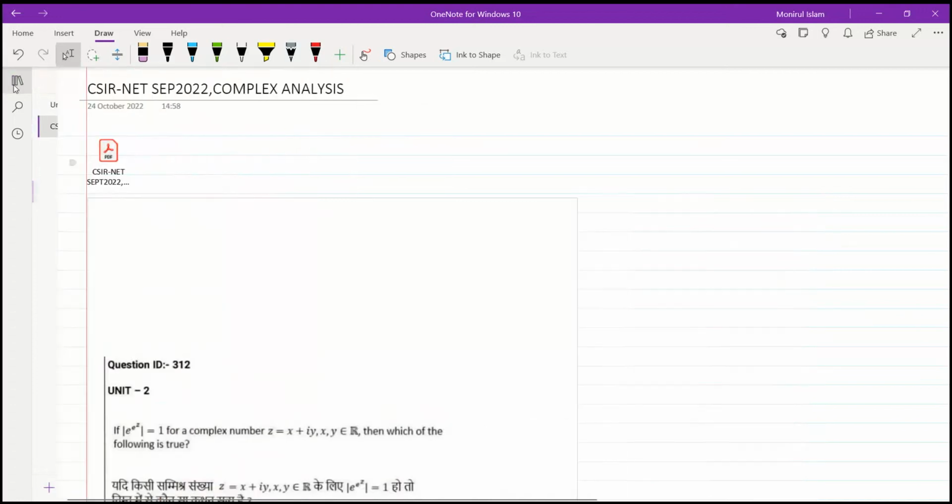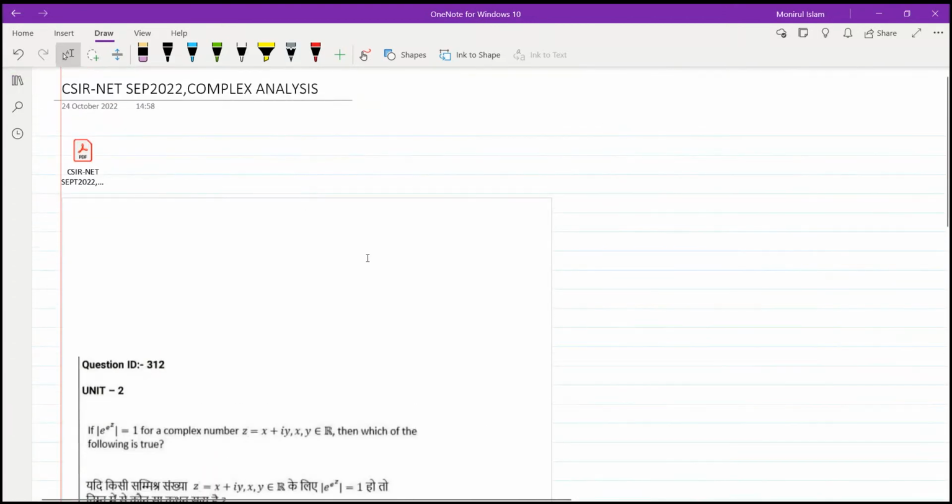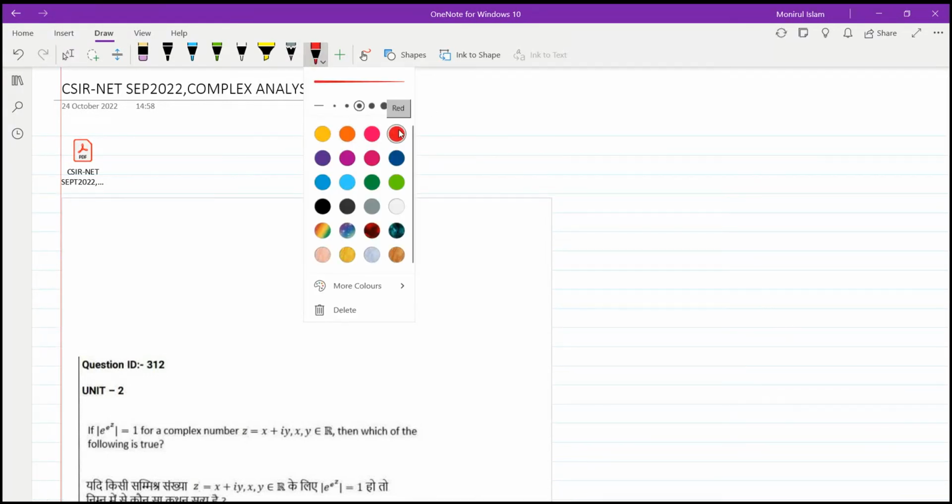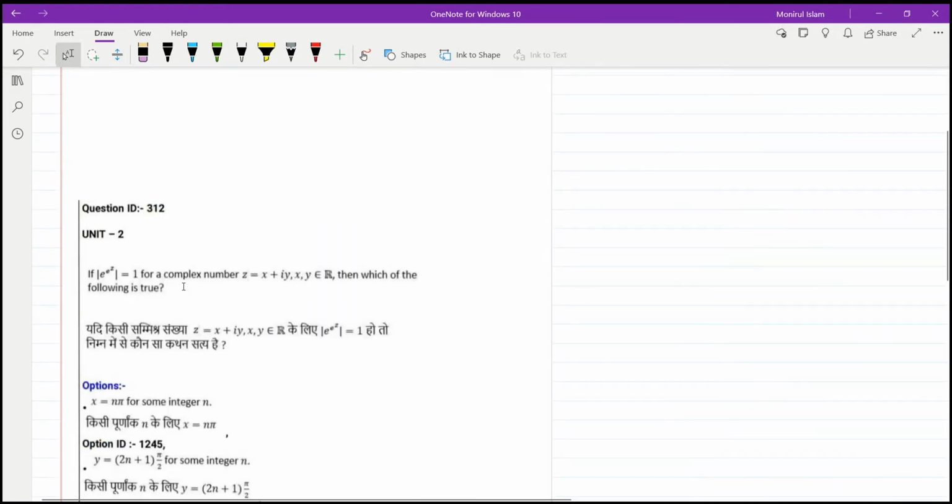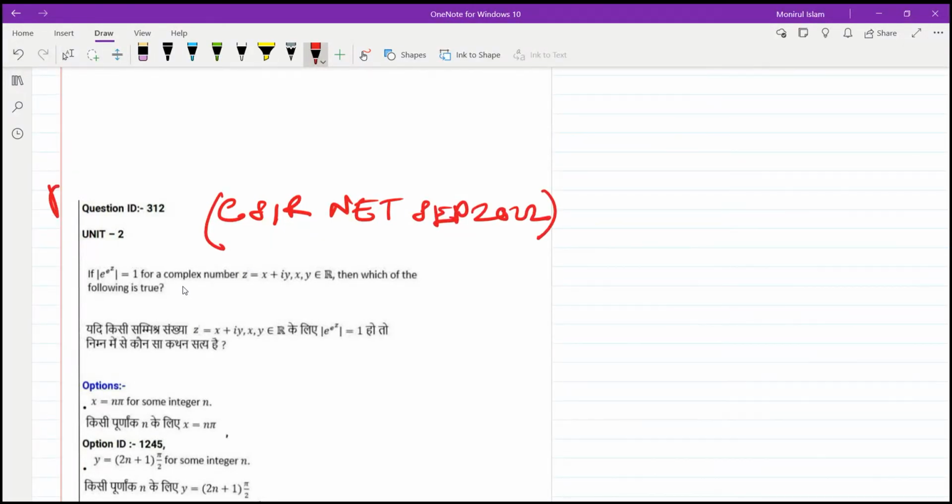In this video we're going to discuss an important question of CSIR-NET September 2022. So without delay, let us start. This is a question of CSIR-NET September 2022, and this is a question of part B. Part B means it's a 3 mark question. So we're going to discuss this question.